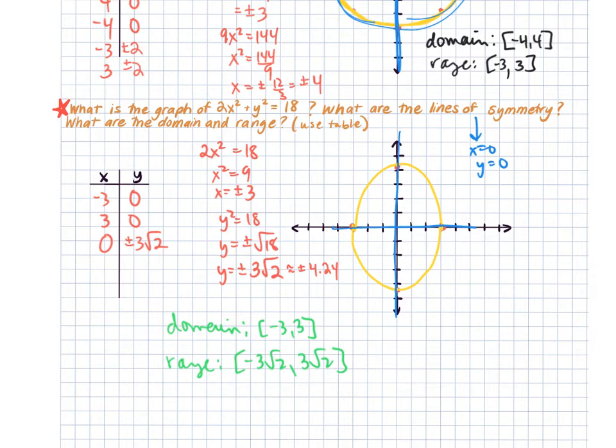Okay, so here's the graph. When y was equal to 0, it was easy to find plus or minus 3 as your x-intercepts. Y equals 0, sorry, x equals 0. Didn't give us a perfect number, integer, but that doesn't happen a lot with these. So it's about plus or minus 4.24, or 3 root 3. So when you plot those points, make your ellipse. That's your graph. Lines of symmetry were the same, the axes. And then domain was negative 3 to 3, and then range was negative 3 root 2 to positive 3 root 2. Hopefully you got that.